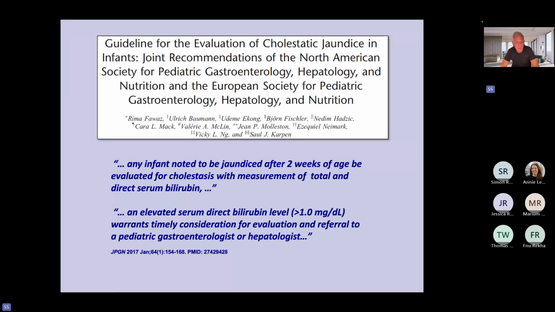So finally, if we look at the guideline for evaluation of cholestatic jaundice, I think this is from NASPGHAN. I sent earlier AASLD. It says NASPGHAN. And this really emphasizes what I've told you earlier. Any infant noted to be jaundiced after 2 weeks, I would say after 2 days, should be evaluated for cholestasis with a measure of total and serum direct bilirubin. An elevated direct bilirubin warrants timely consideration for evaluation and referral to a pediatric gastroenterologist.